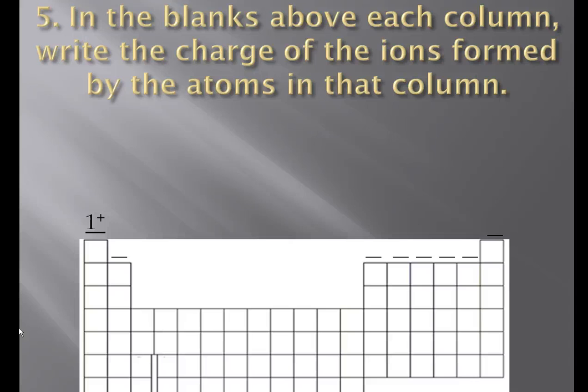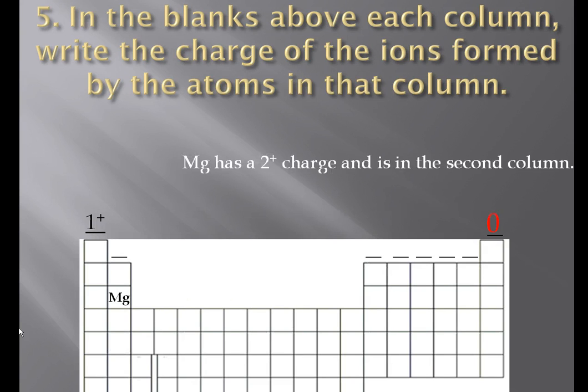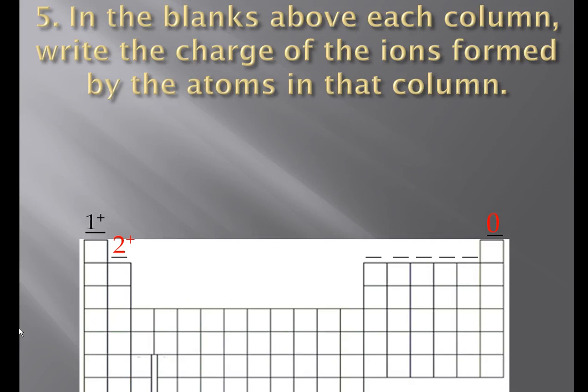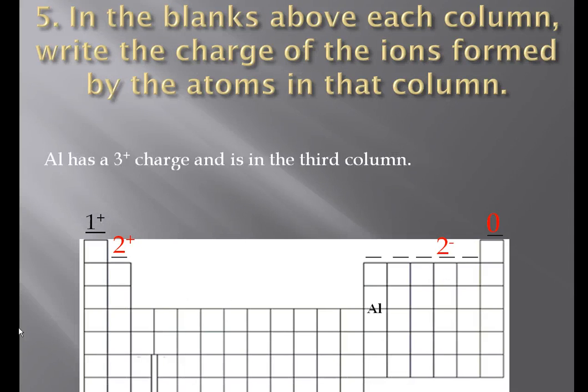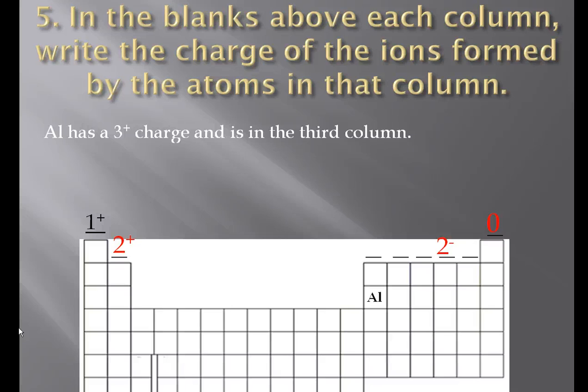Okay, now we're going to label the charges of each of the columns below. And so first we know that noble gases have no charge, so 0 goes there. Then we know that Mg has a 2 plus charge, and it's in the second column, therefore 2 plus goes there. Now we know that O has a 2 minus charge and is in the third column from the right, so it's 2 minus for that column. And we know aluminum has a 3 plus charge, and it's in the third column right there, so that column gets 3 plus.